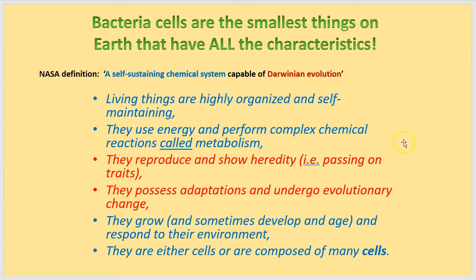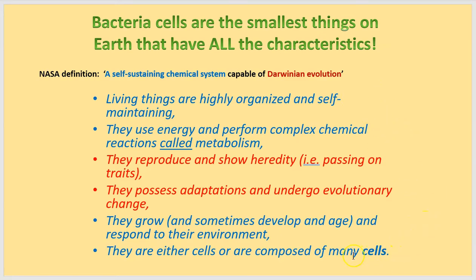And what do we mean by living thing? Well, we've encountered our definition for life. In most textbooks, you have to have all of these characteristics to be identified as alive. NASA has a more compact definition: a self-sustaining chemical system capable of Darwinian evolution. But for us, bacteria would be the smallest things on Earth that have all of these characteristics.